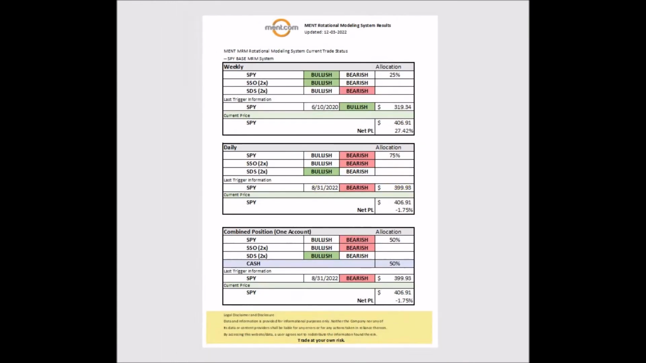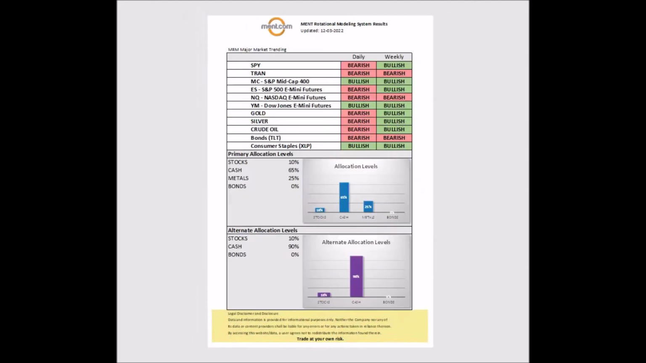And we have the allocation levels of 10% stocks, 65% cash, 25% metals, and an allocation level here of 10% stocks, 90% cash, 0% bonds. We are going to trade like this until the systems rotate. What's very, very important here is that we're starting to see some rotation.